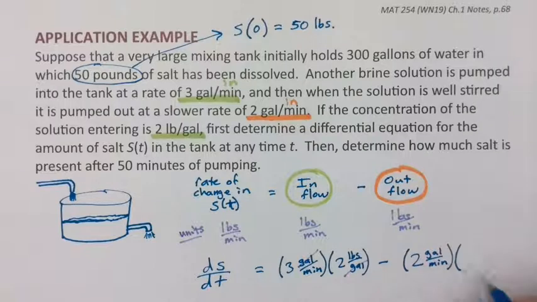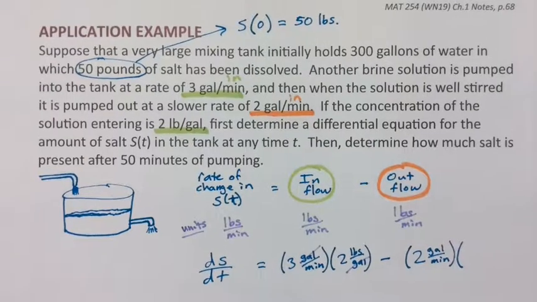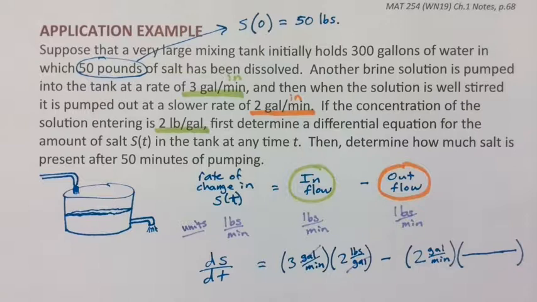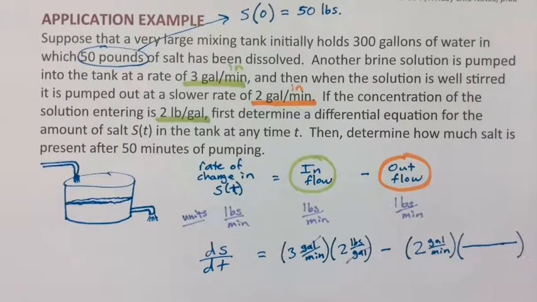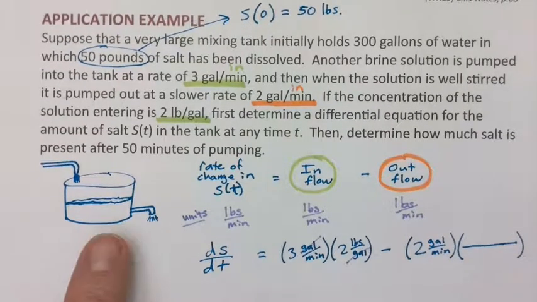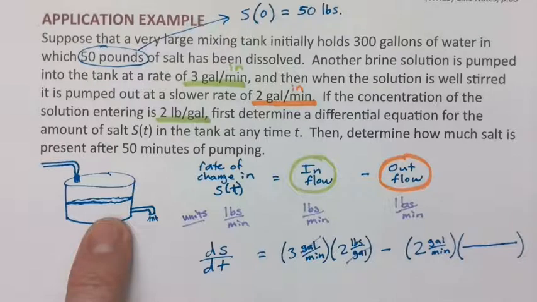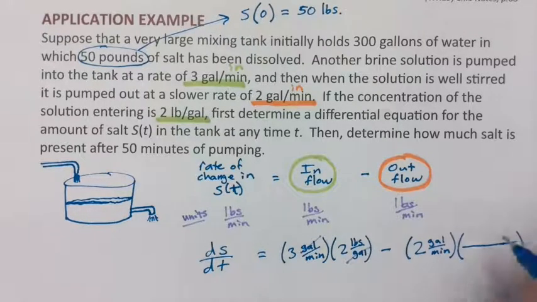And now we're kind of stuck. We have to come up with something that has basically pounds per gallon, but we're not given that up here. And so what we're going to do is create our little factor here that says what's flowing out of the tank has a particular concentration, pounds per gallon. The pounds of salt in the tank at any given moment are just S of t.